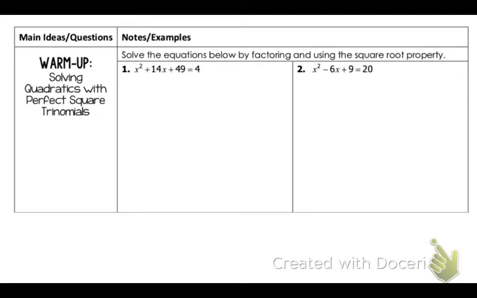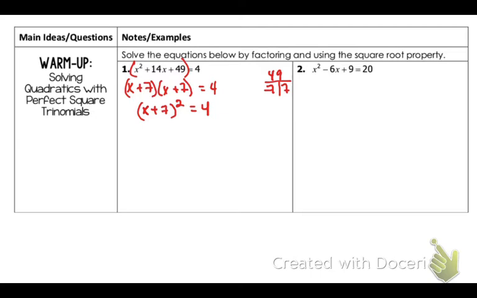So if we look at number 1, I'm actually going to factor first. So I'm going to factor this here. Remember, your a is equal to 1. That's what you want. So what times what gives you 49, but also 14? So 7 and 7. So I'm going to factor. So x minus 7, x plus 7 and x plus 7 equals 4.